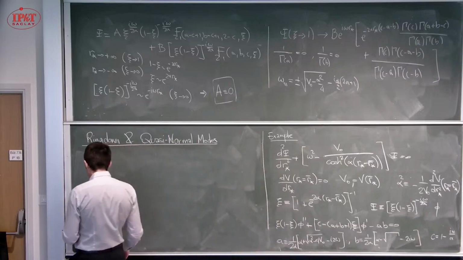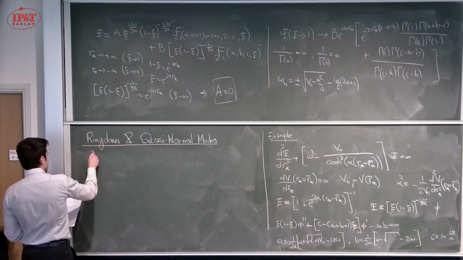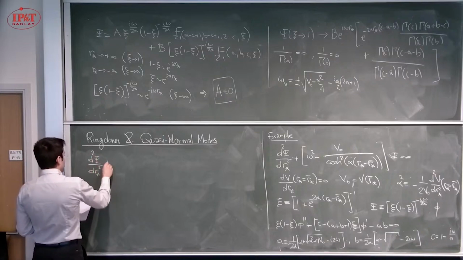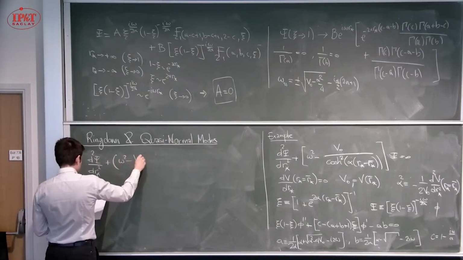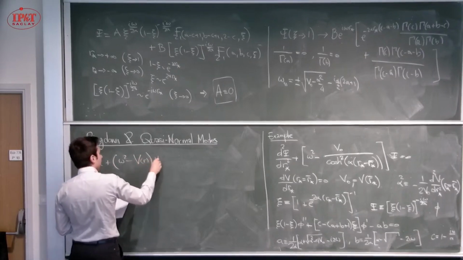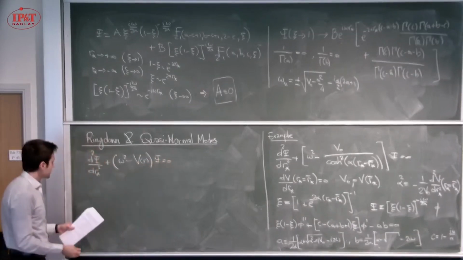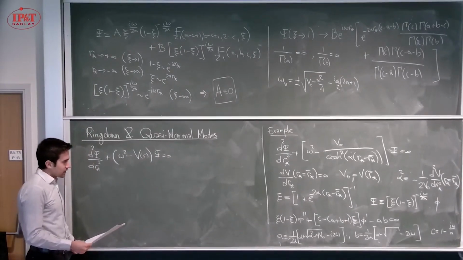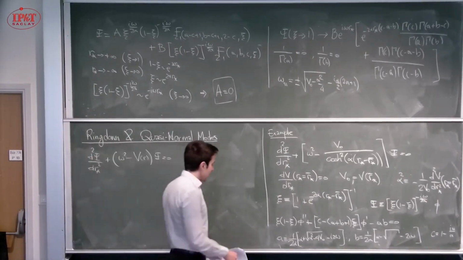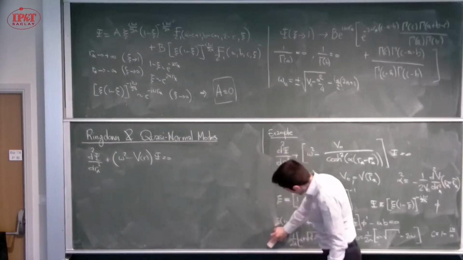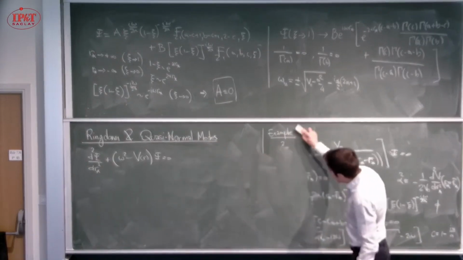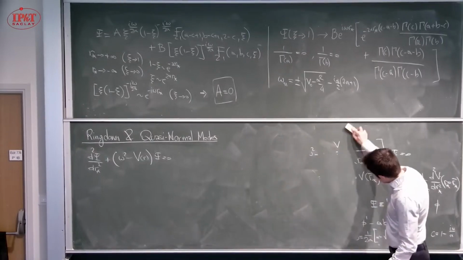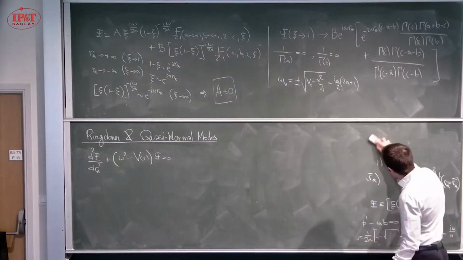So let's start again with the wave equation, d squared psi over d r star squared plus omega squared minus V of r psi equals 0. This can either be the Regge-Wheeler or the Zerilli potential. Let me present this method in a way that is slightly different from the historical one, at least in part. In the end, it's completely equivalent. Might be useful.